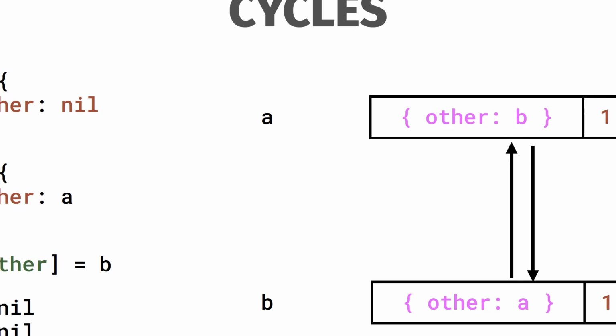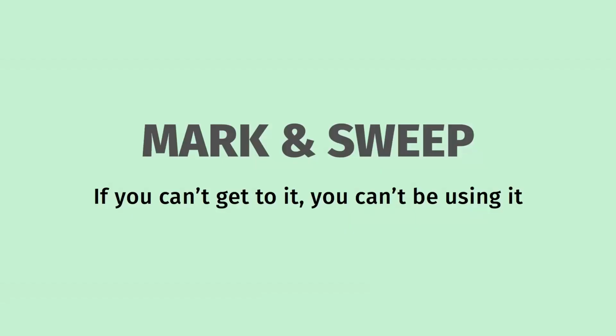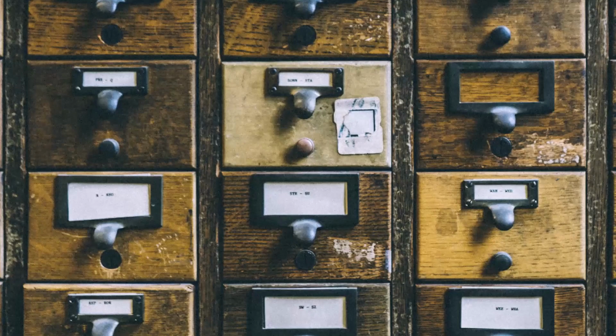So a different way to do it could be mark and sweep. The idea behind that is if you can't get to it, you can't use it. So think of it like that one thing all the way in the back of your kitchen drawer. It's so far back, you don't even know how to get to it. So you honestly might as well get rid of it.